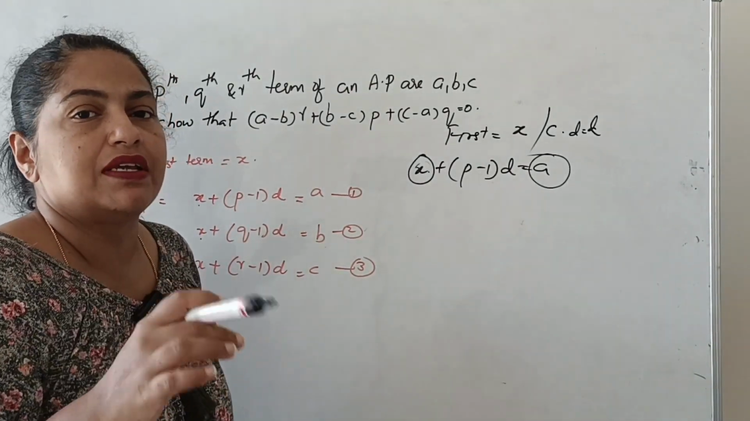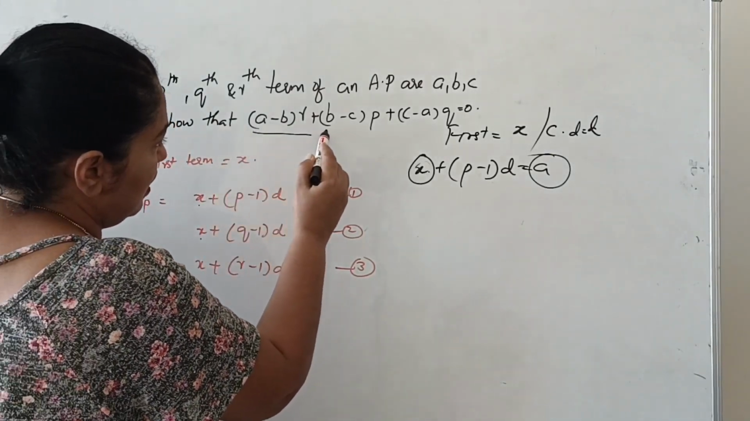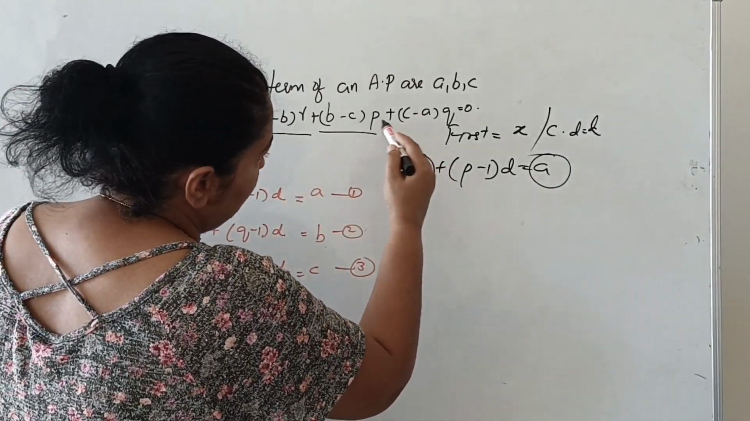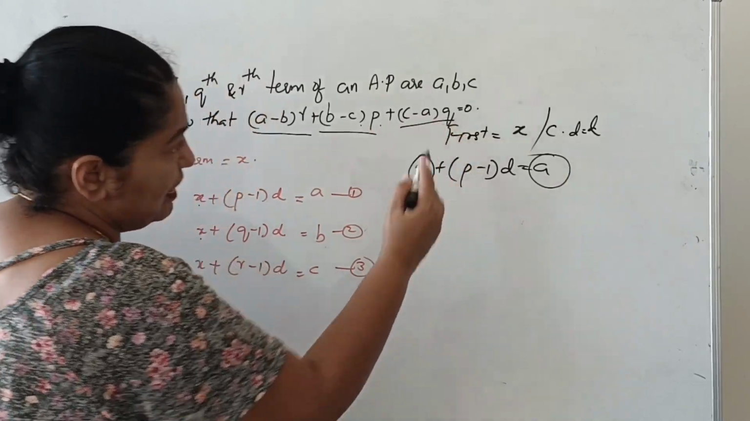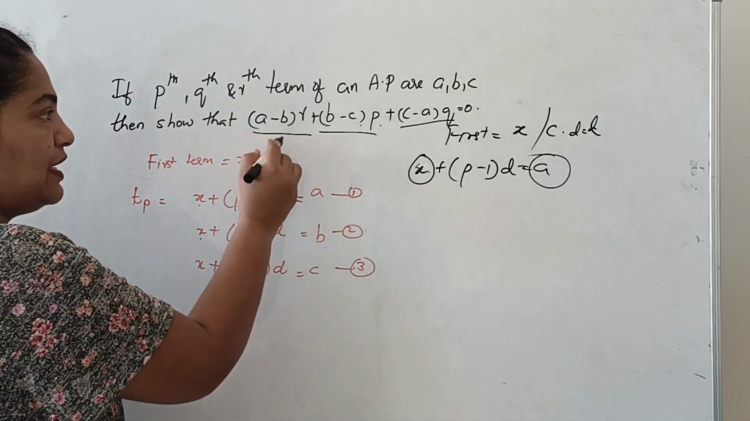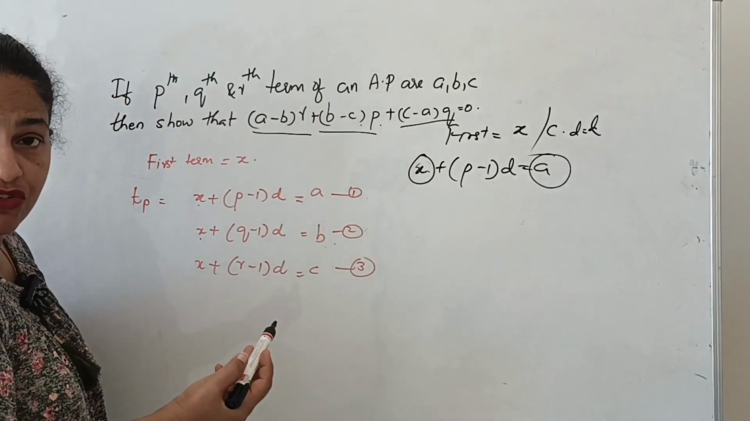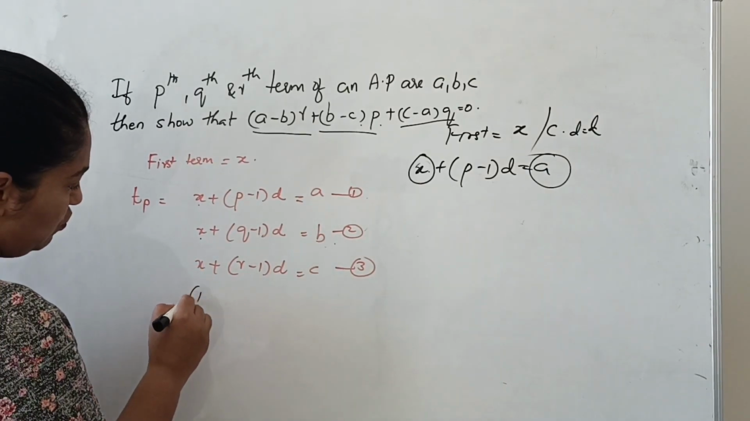Okay. Before subtracting, see what you need to prove. You need to prove A minus B into R plus B minus C into P plus C minus A into Q is equal to 0. So we need to get A minus B. A minus B can be gotten by subtracting 1 minus 2. Correct. So let me do 1 minus 2.